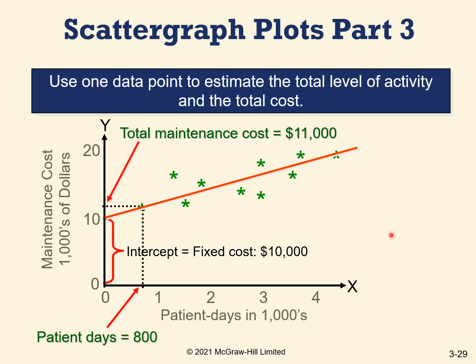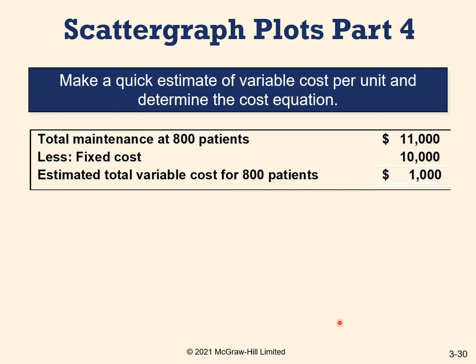So to recap, we now know our total maintenance cost is $11,000. We know that our fixed cost portion is $10,000, and we know our activity level at this point was 800 patient days. So now using this information, we can make a quick estimate of the variable cost per unit and determine our cost equation for this line we just made.